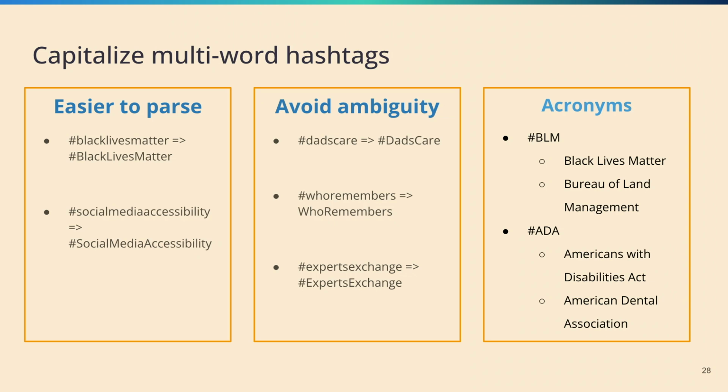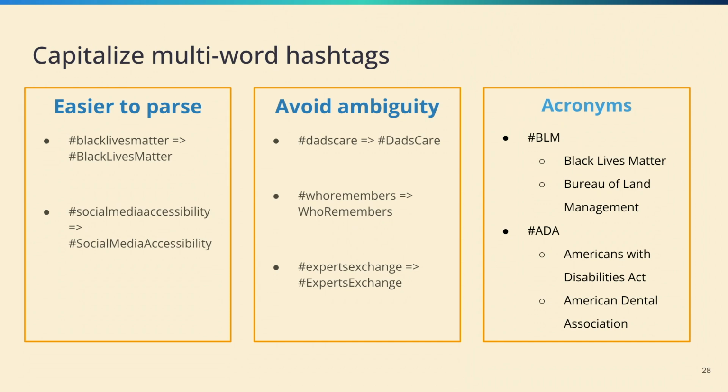So up here I have some examples of multi-word hashtags, and we talked about AmyJune versus AmyJune, a real life example. They're a small detail that can have a surprisingly large impact on accessibility. One best practice is to capitalize multi-word hashtags, using camel case or title camel case. For example, up here I have Black Lives Matter. It's kind of hard to parse all together, right? We have social media accessibility. That's a long word to parse.